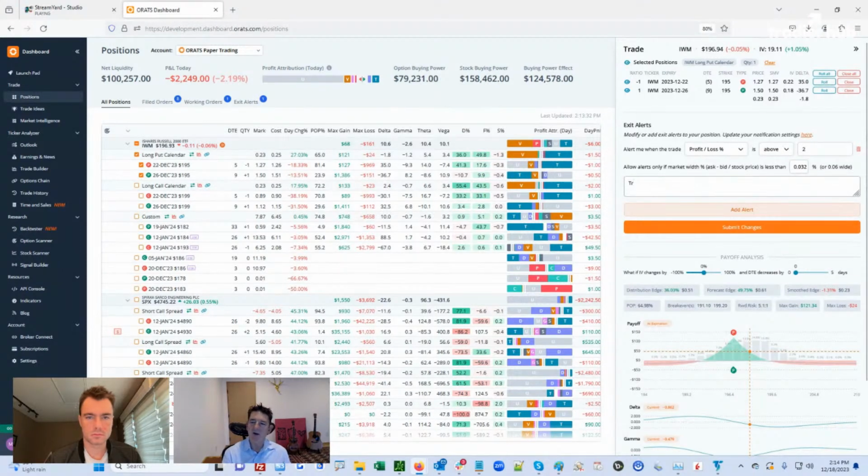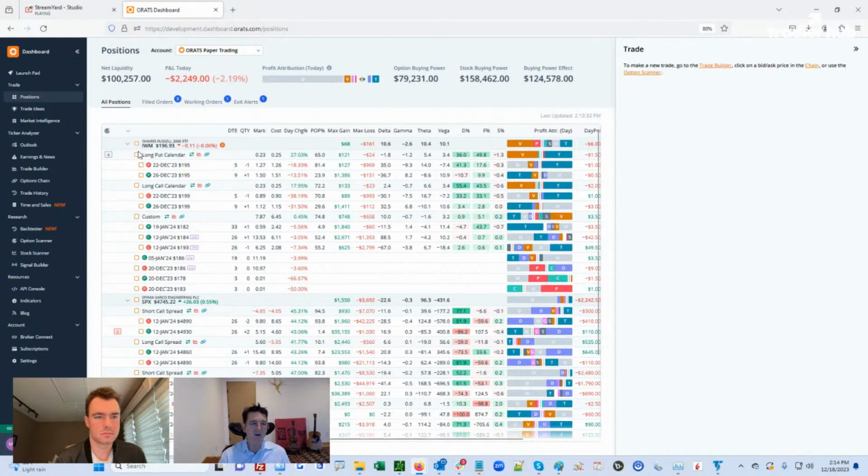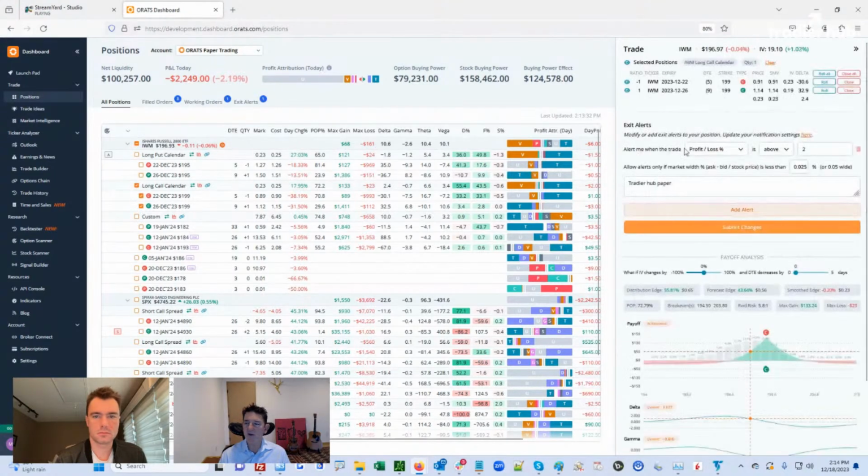And I'll put Tradier Hub. And submit change. I'll put paper trading because I have multiple. So I'll submit that change. So that was for the put. So let's look at the call and do the same thing. Tradier Hub, and it kept us in there, so that's kind of nice.